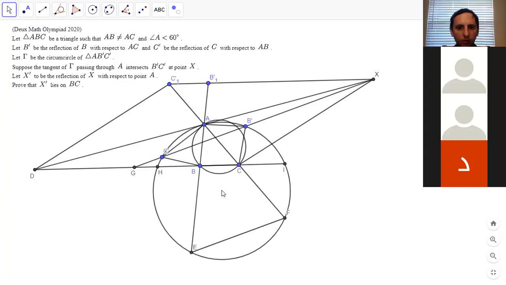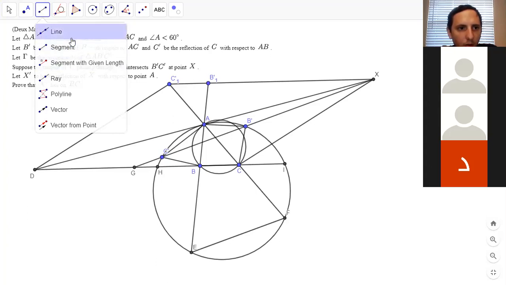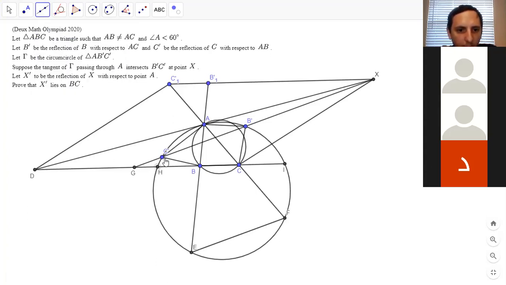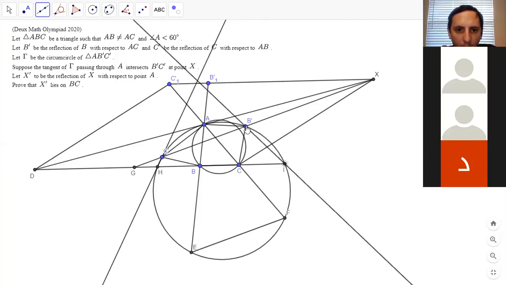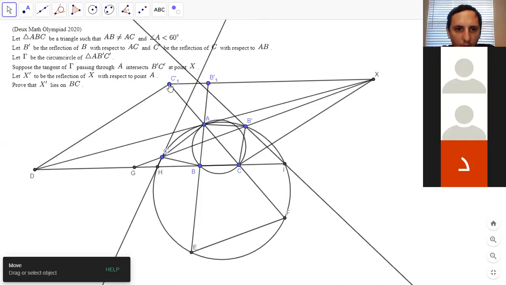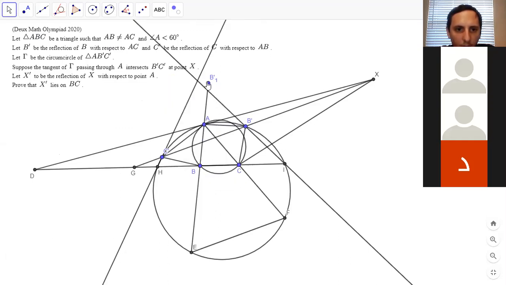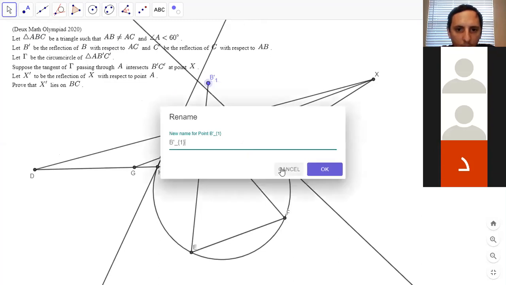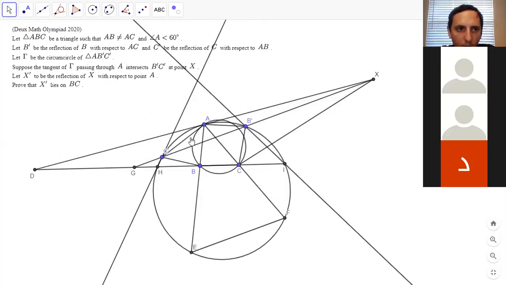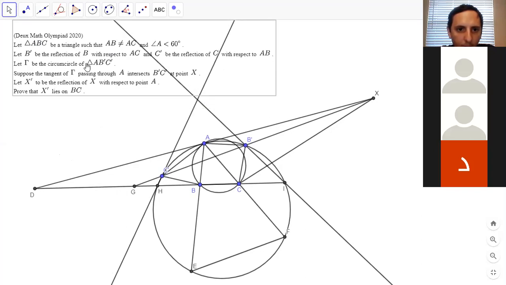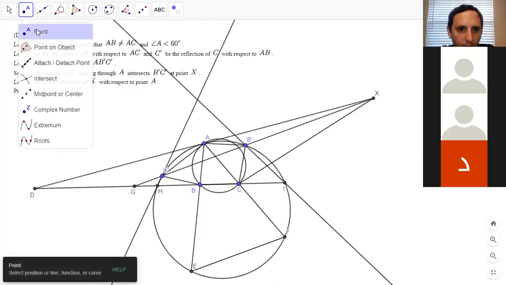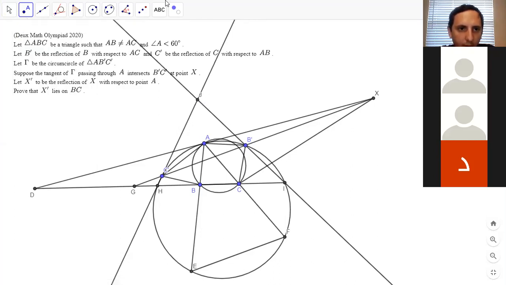We can prove that C prime H and B prime I intersect on AO. We are done by the outer butterfly theorem. So basically, label the intersection point of those two. Okay, so call this J.